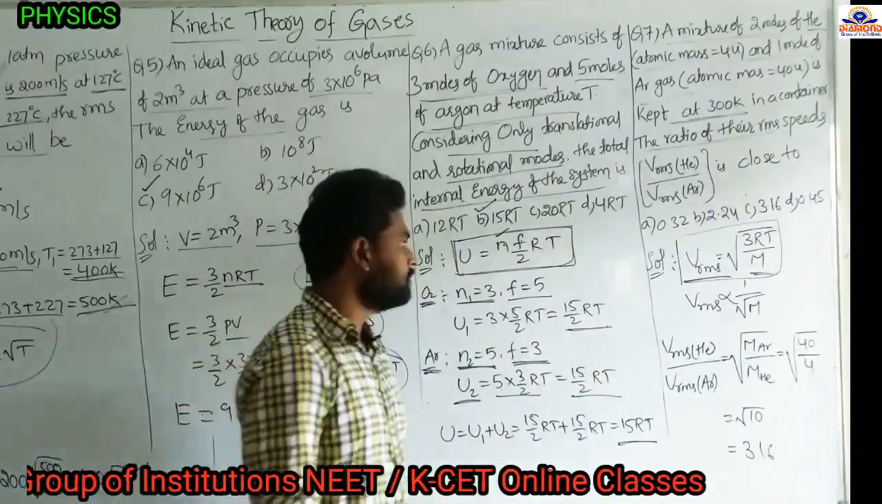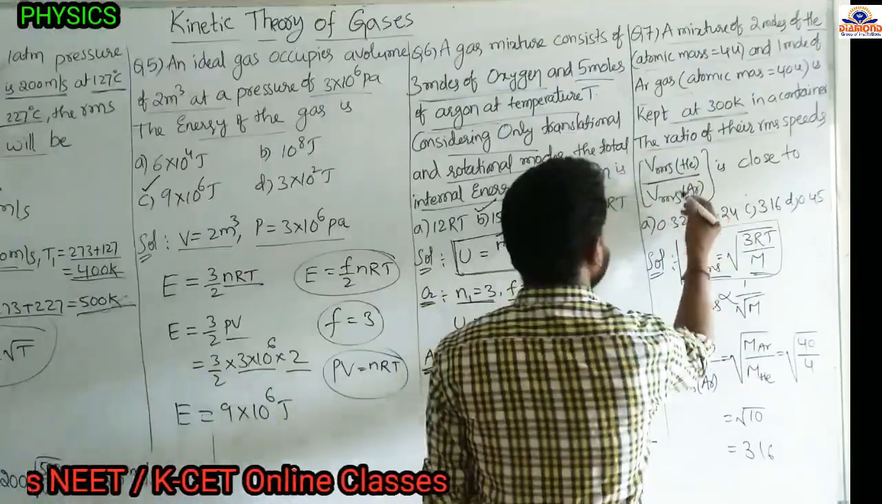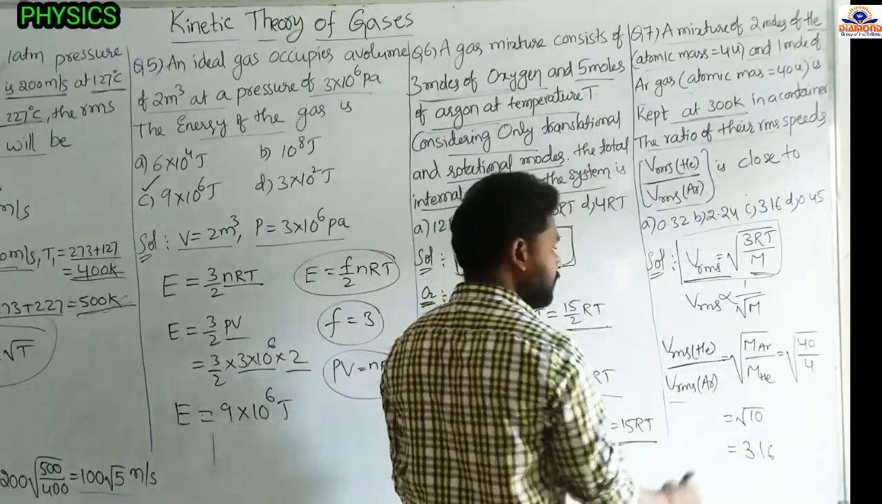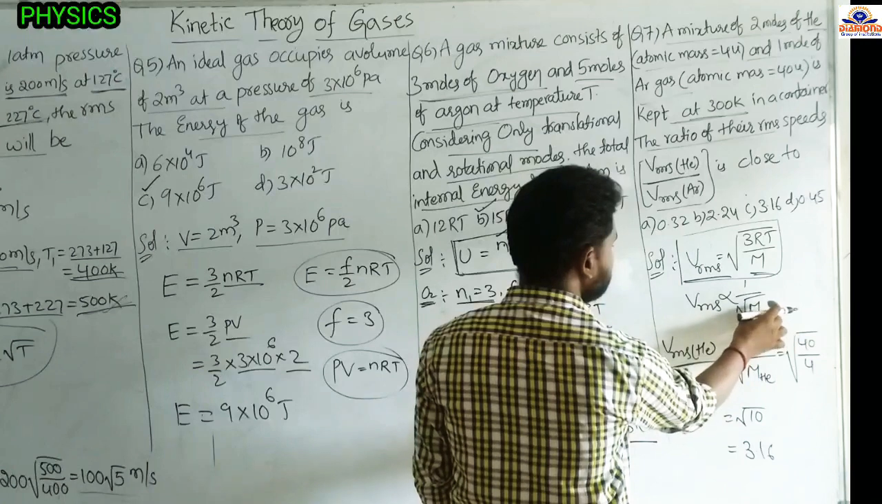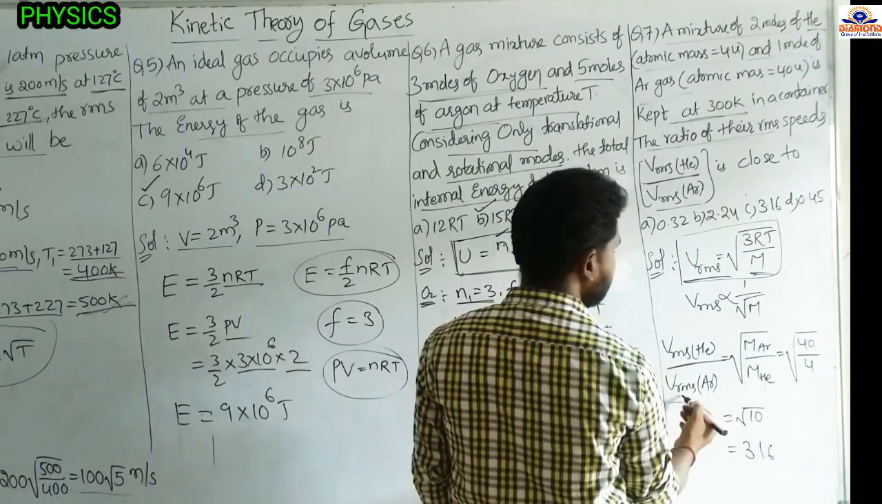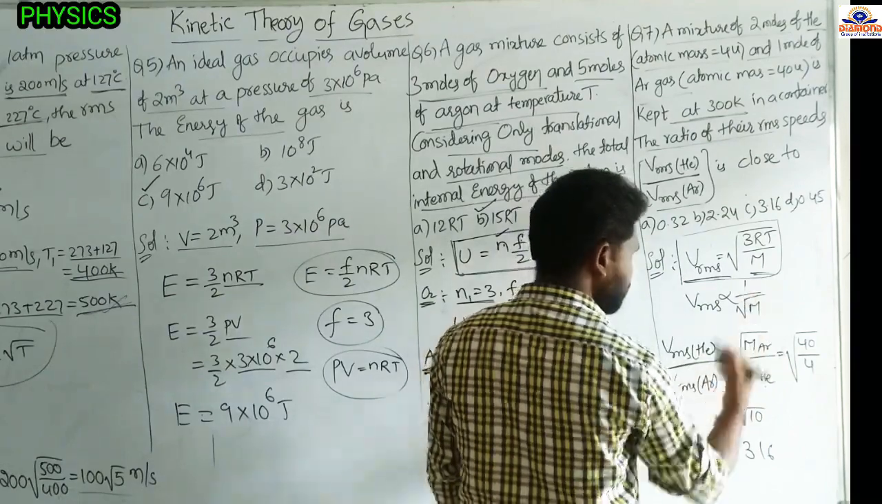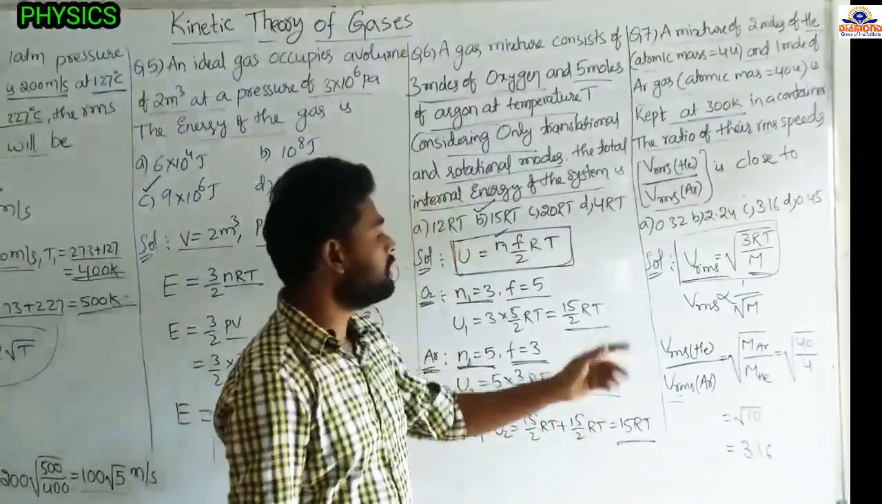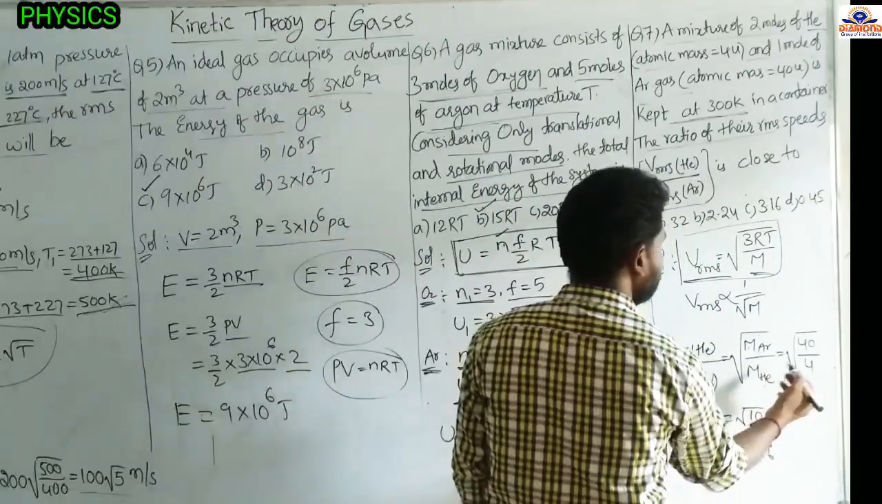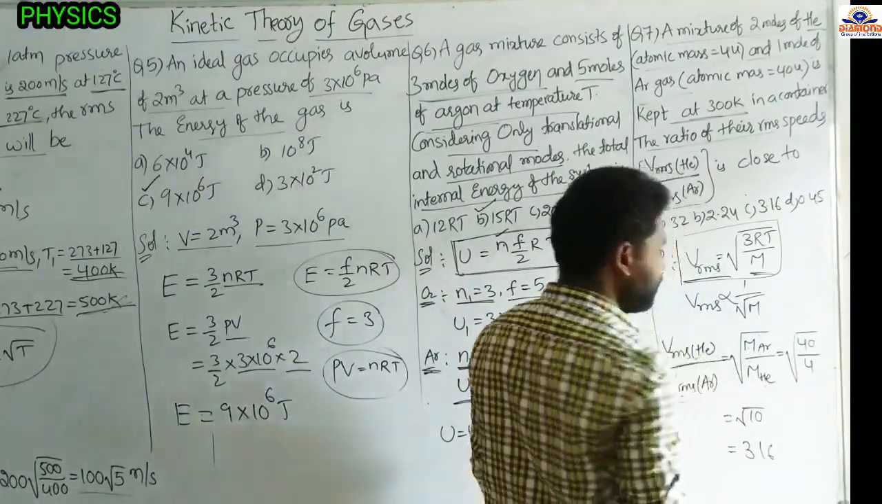From this, they are asking the RMS speed of helium to the RMS speed of argon. So the RMS speed of helium to the RMS speed of argon equals the square root of the inverse proportion. Here I am taking helium, so in the denominator we get helium, and argon in the numerator. The atomic mass of argon is 40 and the atomic mass of helium is 4.